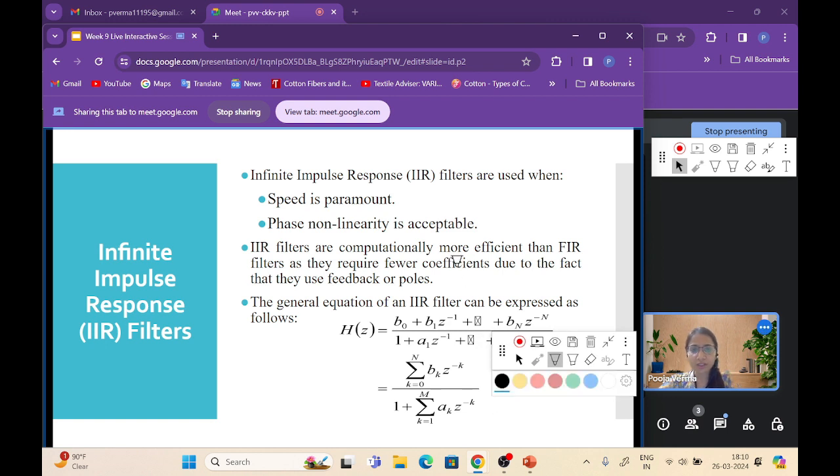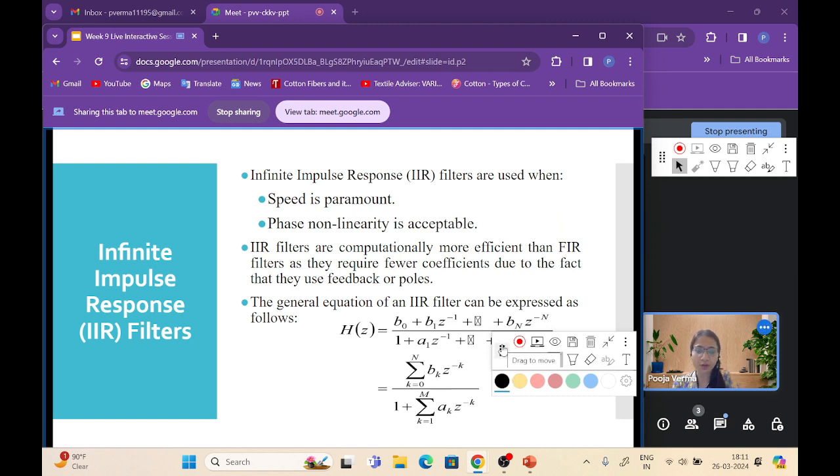So infinite impulse response, IIR, filters are used when speed is paramount and phase non-linearity is acceptable. FIR filters we use where speed is not that important and phase linearity is required. IIR filters are computationally more efficient than FIR filters as they require fewer coefficients due to the fact that they use feedback or poles.